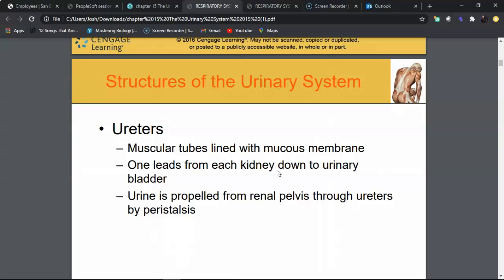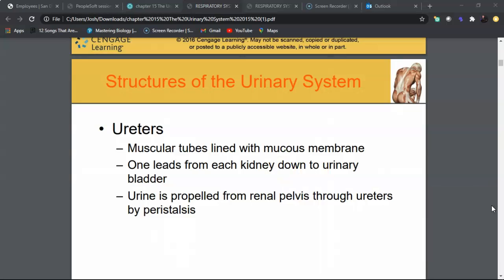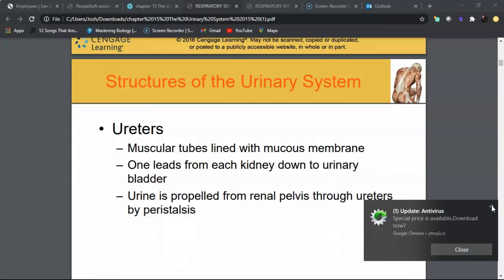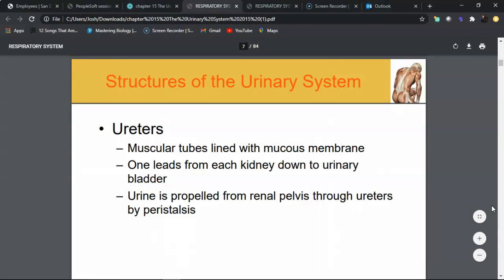Okay, urine is constantly being formed. Those millions of glomeruli, the filtration process that is made up of the glomerulus and Bowman's capsule, are always forming urine. It's a constant process. So that urine has to be moved from the kidney into the next structures. So the ureter is what carries the urine from the kidney down to the bladder.